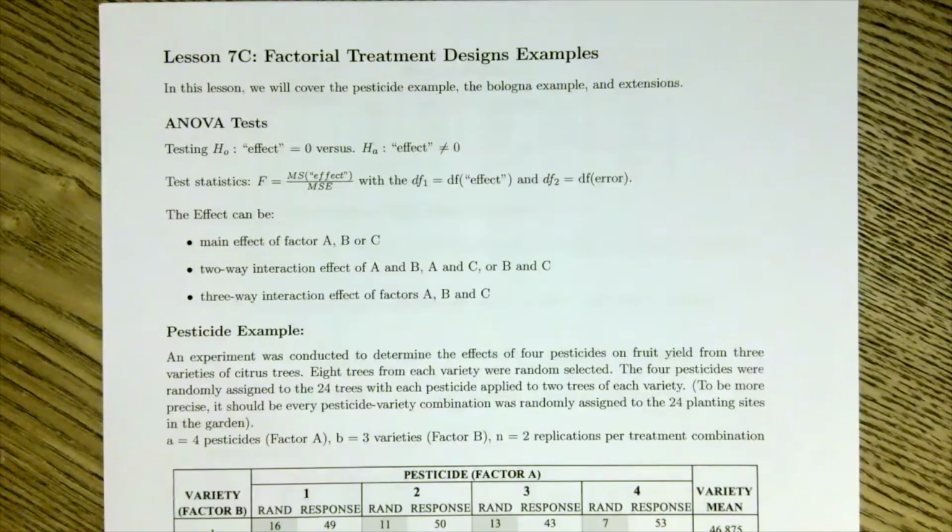In this lesson, we're going to be covering the pesticide example, which is the two-way fractional design, the bologna example, which is the three-way, and then briefly talk about some extensions.